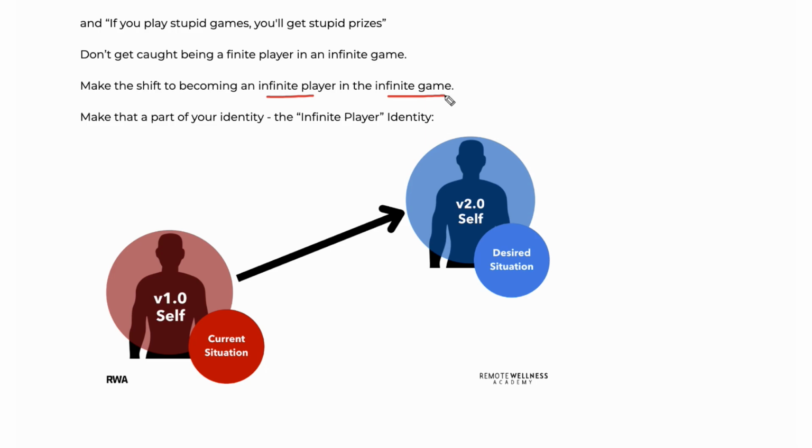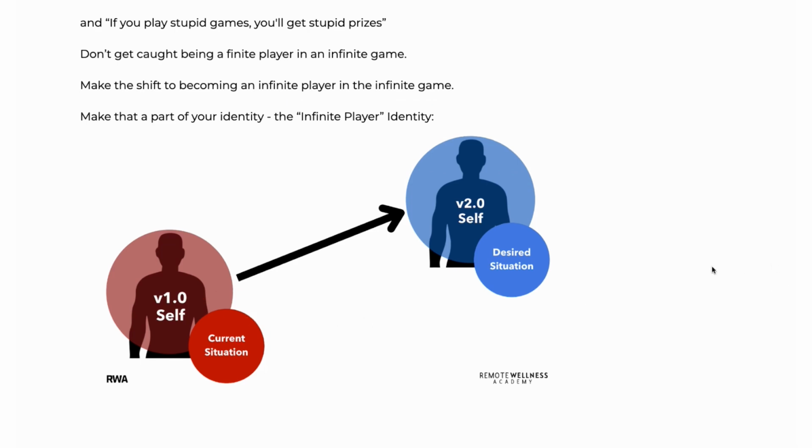So make the shift to becoming an infinite player inside of the infinite game of life, of business, of health, of relationships, of a connection to something greater. Make that a part of your identity. Become the infinite player identity, because ultimately, remember, we talked about how your version of yourself is what's responsible for creating your current situation. And I can't tell you how many students I've come across who are trying to play the game of life, of business, of health as finite characters, as finite players. And so as a result, that keeps them away from being able to get what they actually want in life.